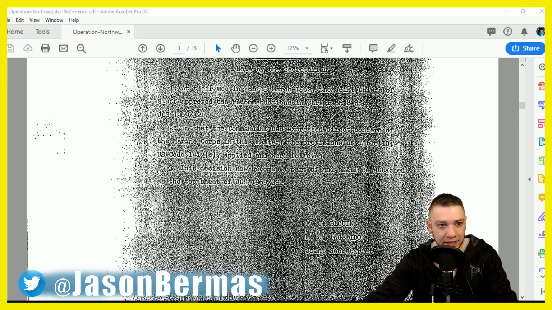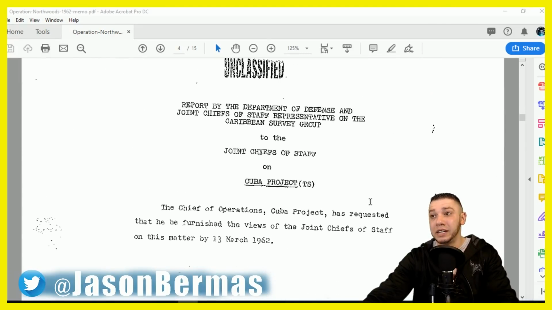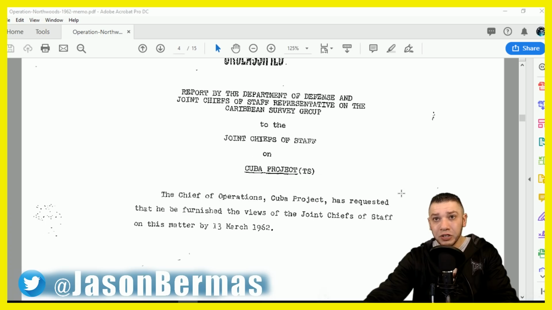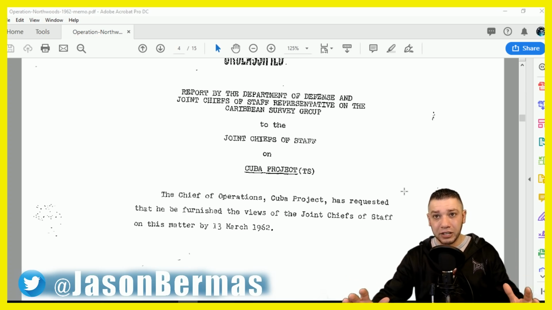There are pieces in here, but as you can see, they're kind of military sensitive. JCS 69321. I apologize, but again, I wanted to read the original document. So this is a report of the Department of Defense and Joint Chiefs of Staff representative on the Caribbean Survey Group. So this is a survey group. They got all these different agencies to propose things, and now they're going to go through them.